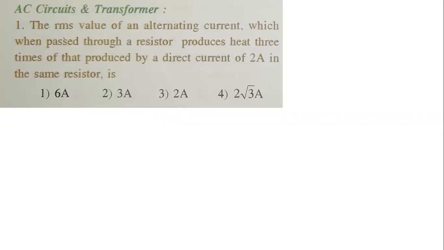Look at question number one. The question asks that the RMS value of alternating current, I RMS, when passed through a resistor, produces a heat 3 times that produced by a direct current of 2 ampere. Means heat produced by I RMS, the AC current, is equal to 3 times the heat produced by DC current. The DC current is given here as I DC, 2 ampere. Then we need to find the I RMS. That I need to remember.